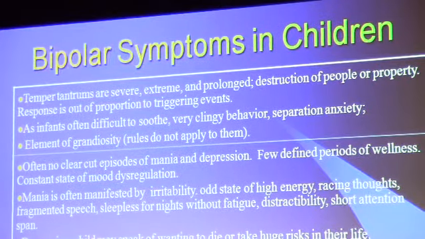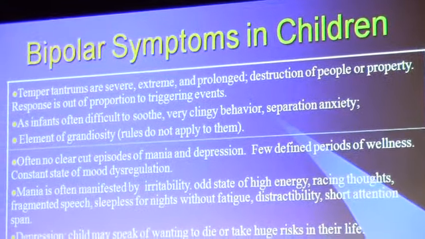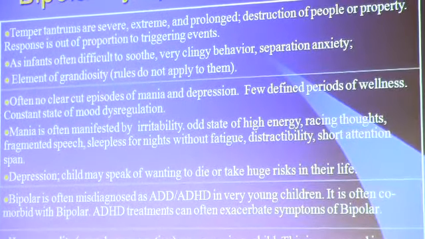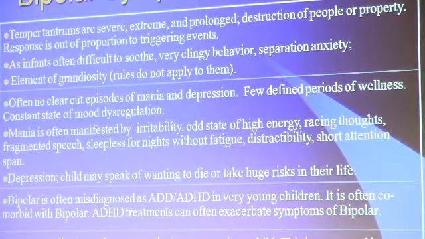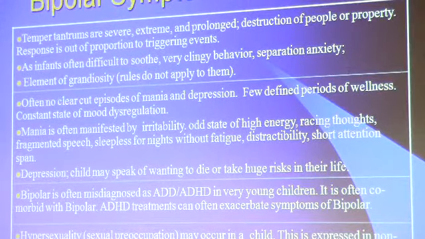Of course, there's the rules do not apply to them, the element of grandiosity, and in children, another point that she stressed was that there is not a clear-cut episode of mania and depression. Children tend to cycle rapidly through the highs and the lows, and the mania is often manifested by irritability. So it's not this happy kind of, like buying a new car. They're not interested in buying a new car. Right. They may be irritable, cranky, upset, anxious, and crossing. So that is in a child more of what you might see for a mania. Absolutely. Depression as well. A child may speak of wanting to die or take huge risks in their lives.